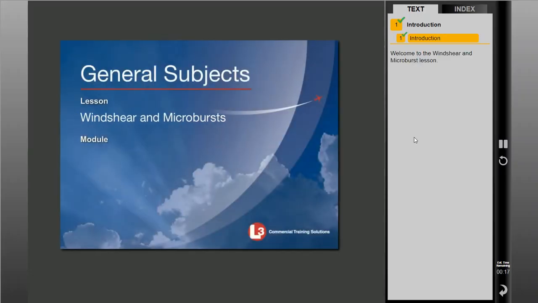Welcome to the Windshear and Microburst lesson. In this lesson, we will discuss the general characteristics of windshear and microbursts. In addition, we will discuss methods for windshear detection, prevention, and recovery.